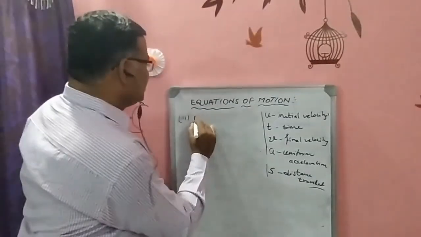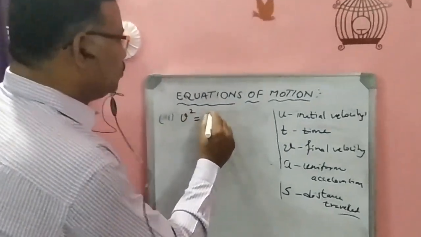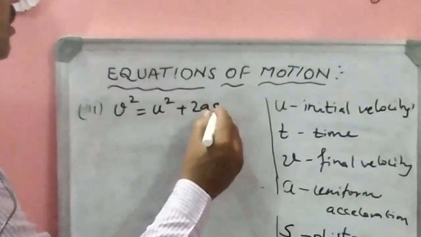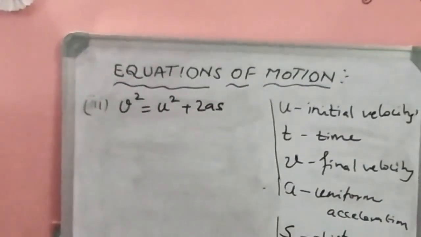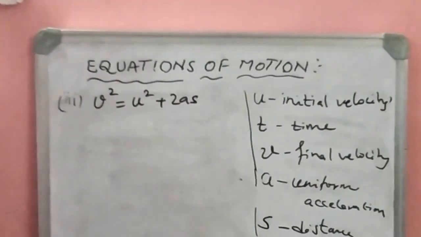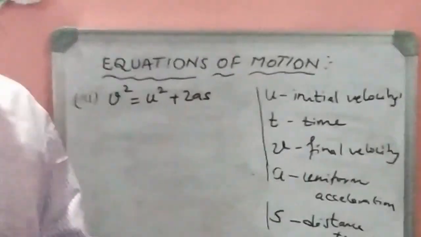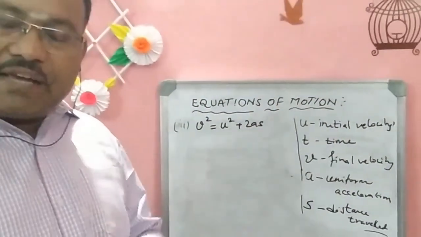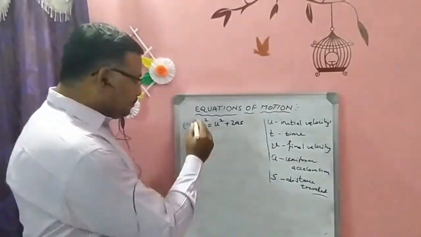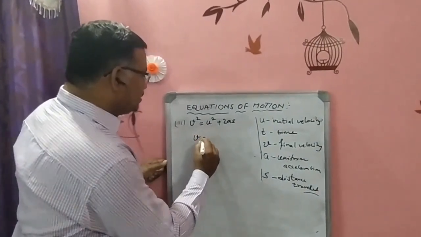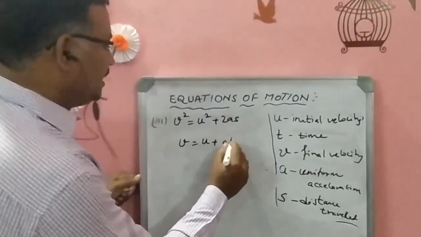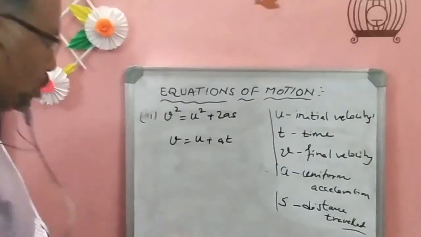Now the third equation is v square is equal to u square plus 2as. This is the third equation. So we can derive the third equation with the help of first and second equation. How we can derive? You know the first equation, v is equal to u plus at. This is the first equation.